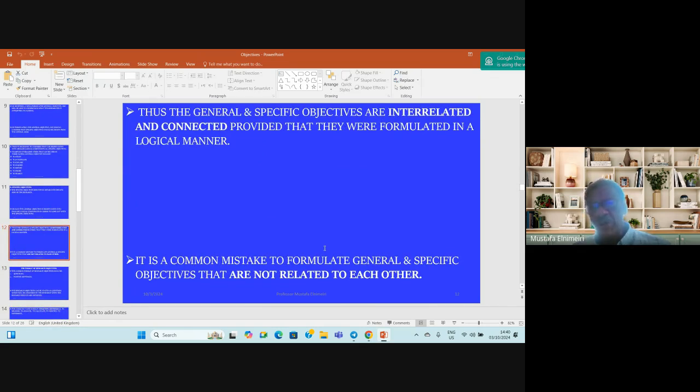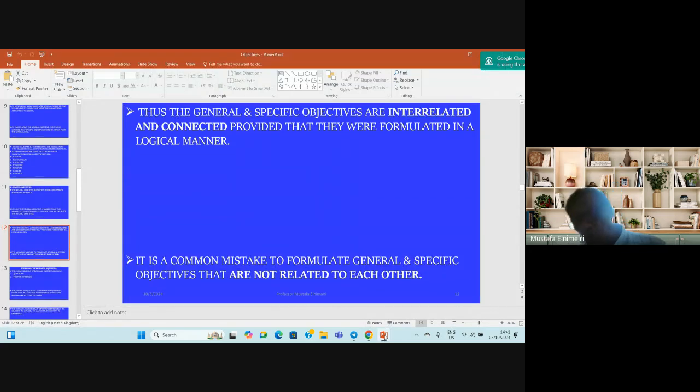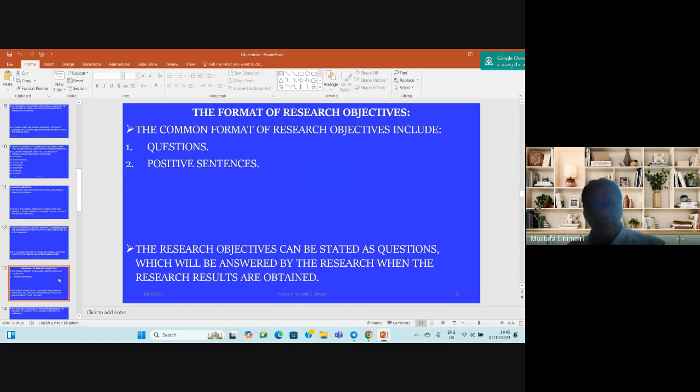Thus, the general and specific objectives should be interrelated and interconnected, provided that they were formulated in a logical manner. When you look at the specific objective and the general objective, you have to find that they are interrelated and interconnected, if they are formulated properly. It is a common mistake to formulate general and specific objectives that are not related to each other. This is very important to consider when writing them. And now we come to discuss the format of the research objectives.